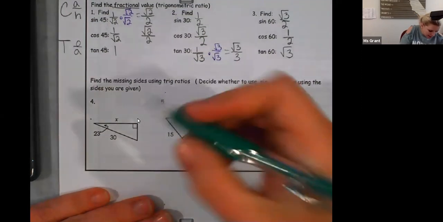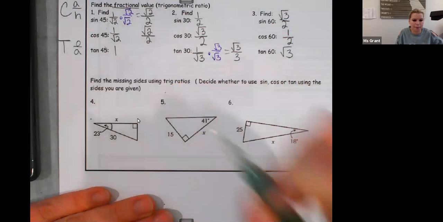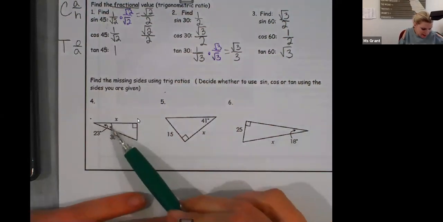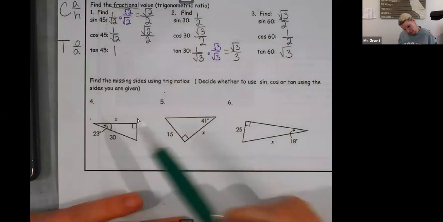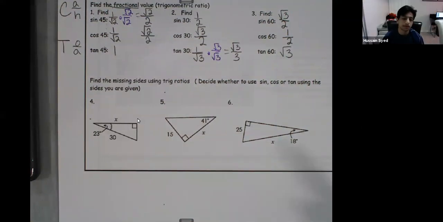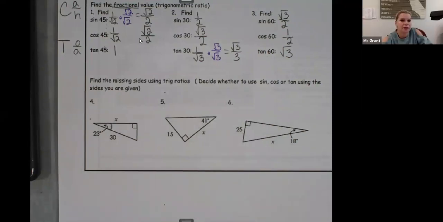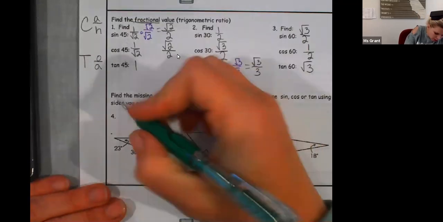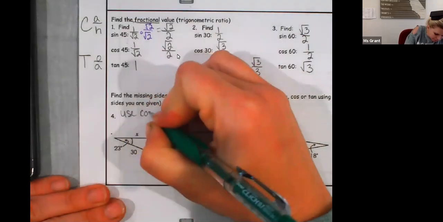So I look at the angle and I decide, what sides am I given? Looking at this angle, am I given the hypotenuse? Am I given the opposite? Am I given the adjacent? What am I given? Hypotenuse. The hypotenuse and the what? One of the legs, which equals X. Legs, and it's adjacent. It's not opposite. So I'm given adjacent and hypotenuse. That's cosine. So I'm going to use cosine.